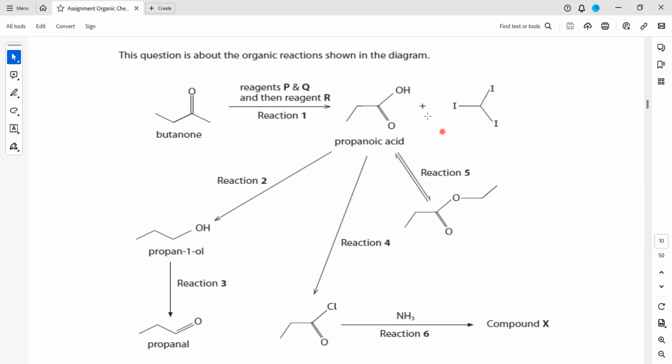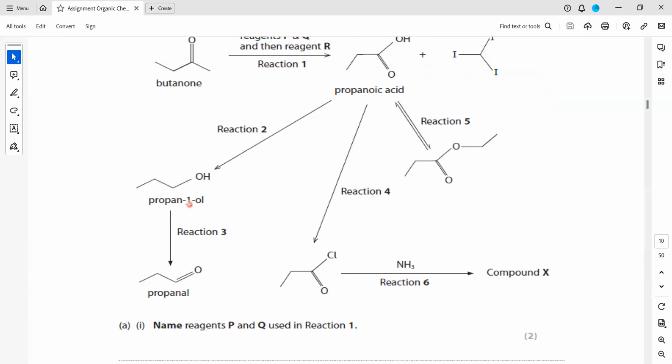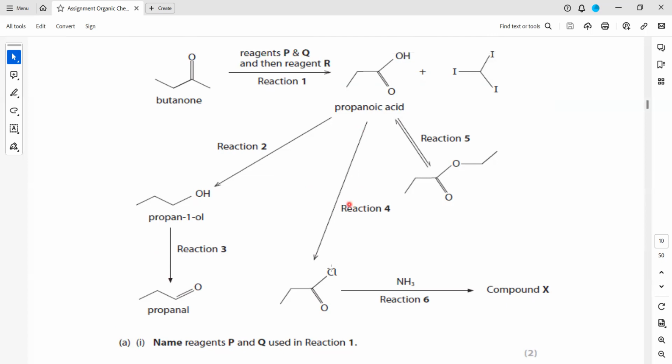So what does this give an idea of? It gives an idea that the iodoform test is done, by adding sodium hydroxide and iodine. Then propanoic acid is converted into propanol. So it is by reduction. And then propan-1-ol is converted into propanal. It means it is by partial oxidation. Propanoic acid is converted into the acyl chloride. So usually it is by PCl5. And propanoic acid is converted into ester. So it is by reacting with alcohol and then reacting with ammonia, a new compound.